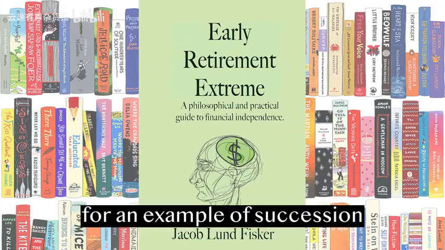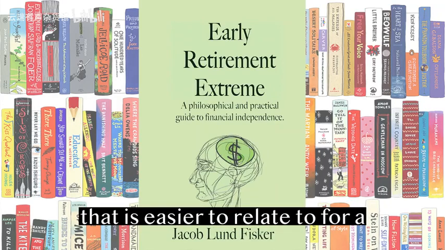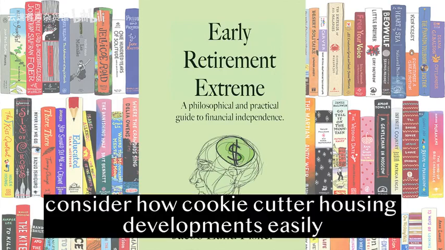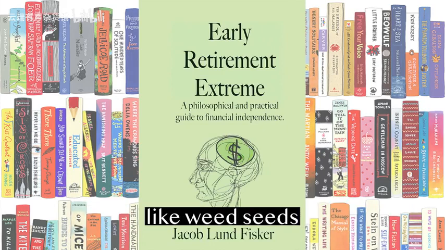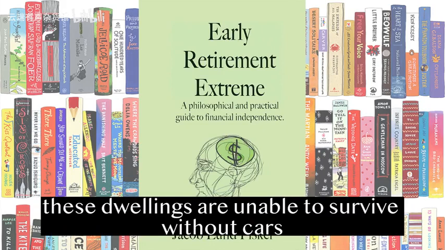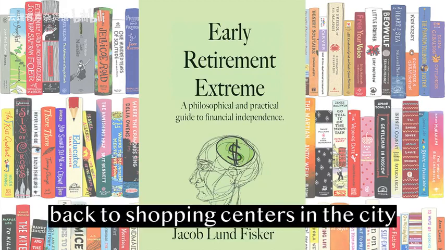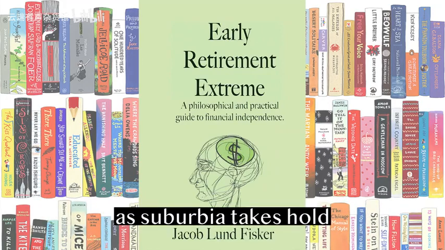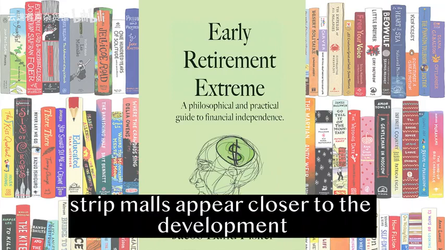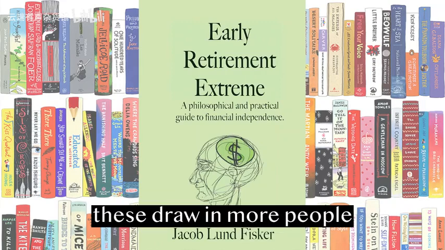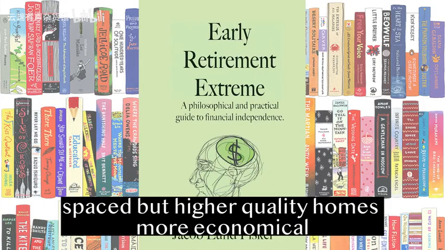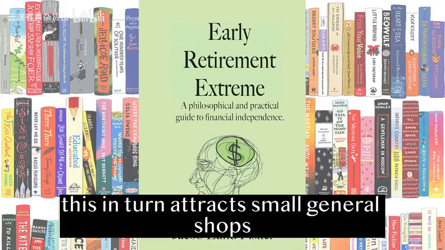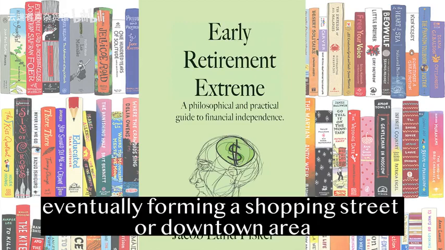For an example of succession that is easier to relate to for a civilized person, consider how cookie-cutter housing developments easily populate undeveloped land, like weed seeds. These dwellings are unable to survive without cars forming long routes back to shopping centers in the city. As suburbia takes hold, strip malls appear closer to the development. These draw in more people, which increases the price of land and makes closer-spaced but higher-quality homes more economical. This in turn attracts small general shops, eventually forming a shopping street or downtown area.